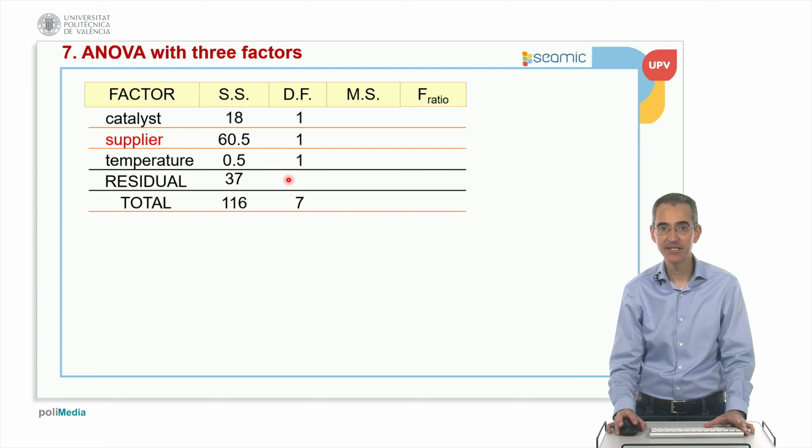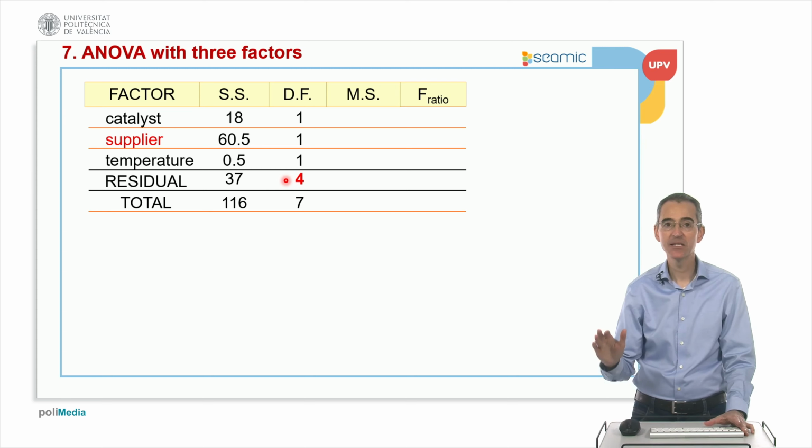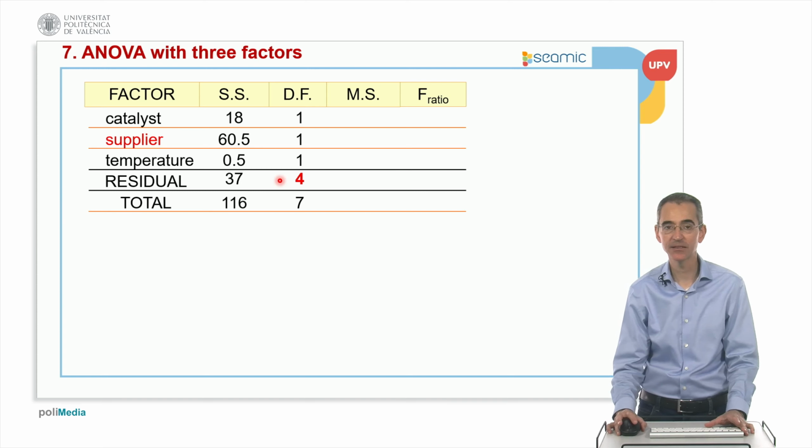And then by difference, we compute the degrees of freedom for the residual, which is 7 minus 3, it's 4. Well, important, 4 is the minimum value for the ANOVA. If we have less than 4 values, the results are not reliable. So one important thing is that at least we should have 4 degrees of freedom here.